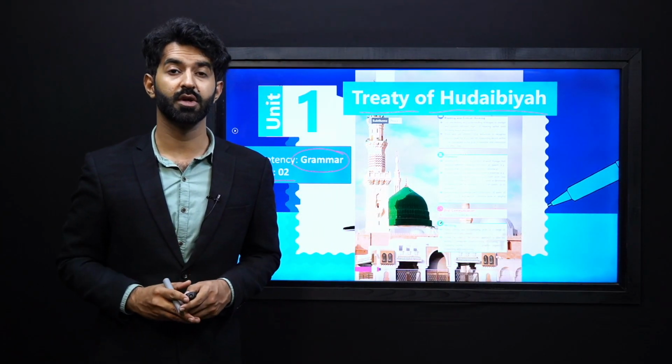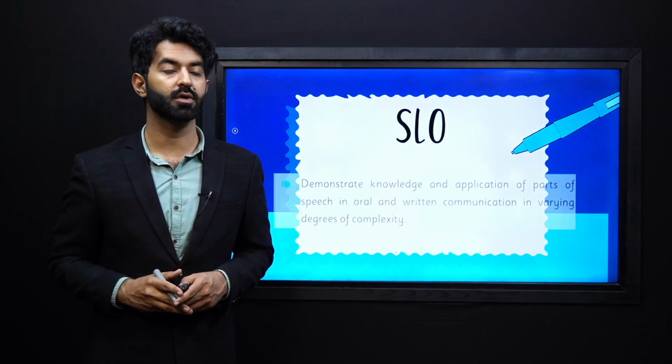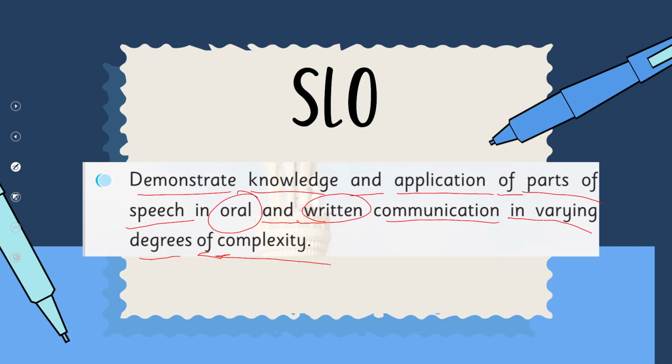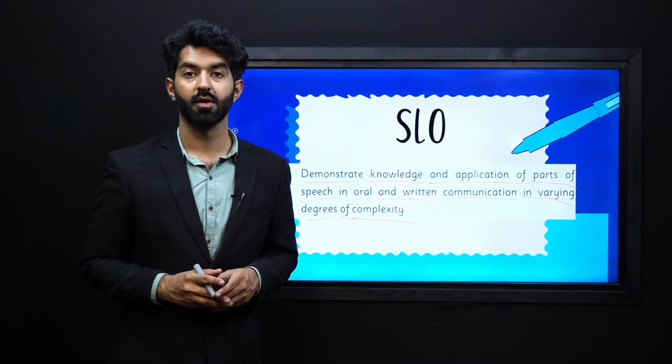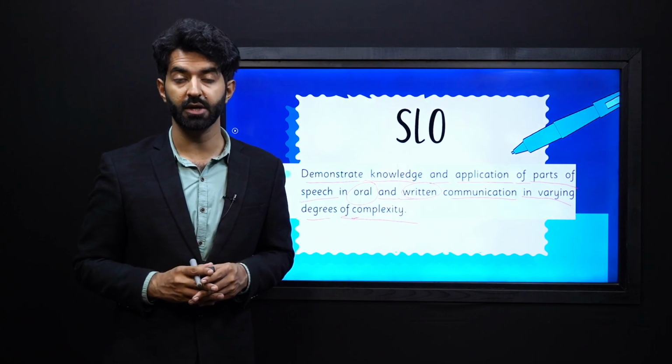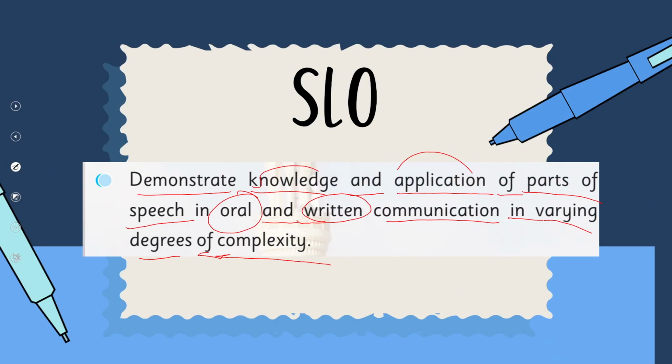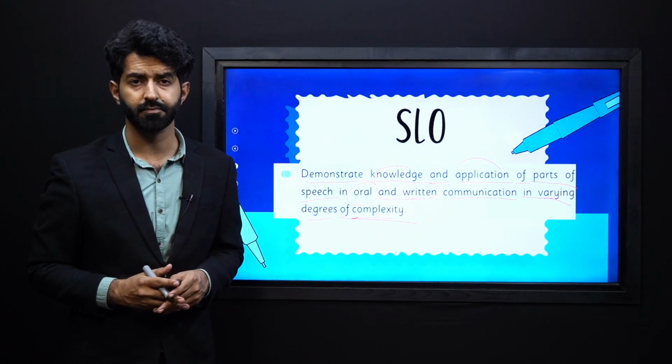My dear learners, let's get started with reading the SLO or Students Learning Outcome for this lesson. Demonstrate knowledge and application of parts of speech in oral and written communication in varying degrees of complexity. So what do we understand by this? We will be dealing with parts of speech not only in knowledge but also with its application. And we will be seeing it in oral and written communication. And by varying degrees, we mean that we will see it in different scenarios and different situations.